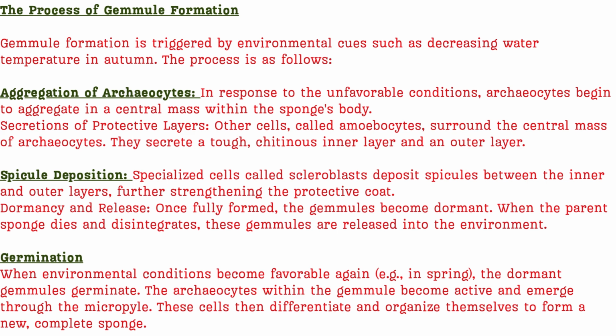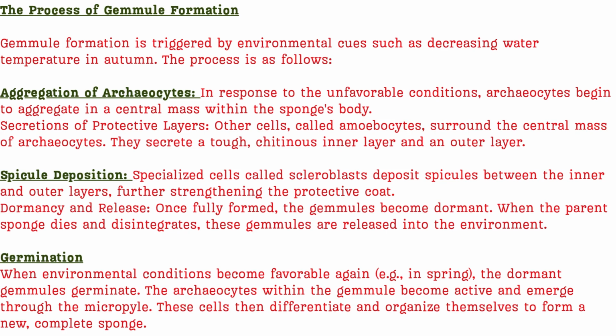The process of gemmule formation. Gemmule formation is triggered by environmental cues such as decreasing water temperature in autumn. The process is as follows. The first step is aggregation of archaeocytes. In response to the unfavorable conditions, the archaeocytes begin to aggregate in a central mass within the sponge's body.